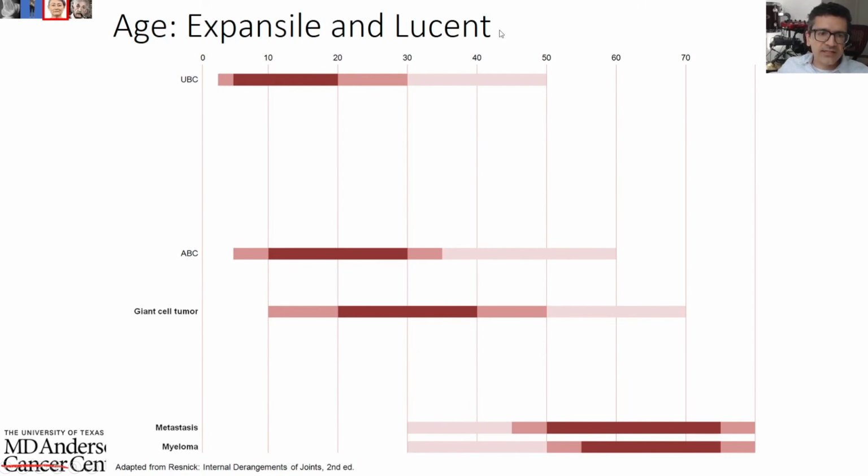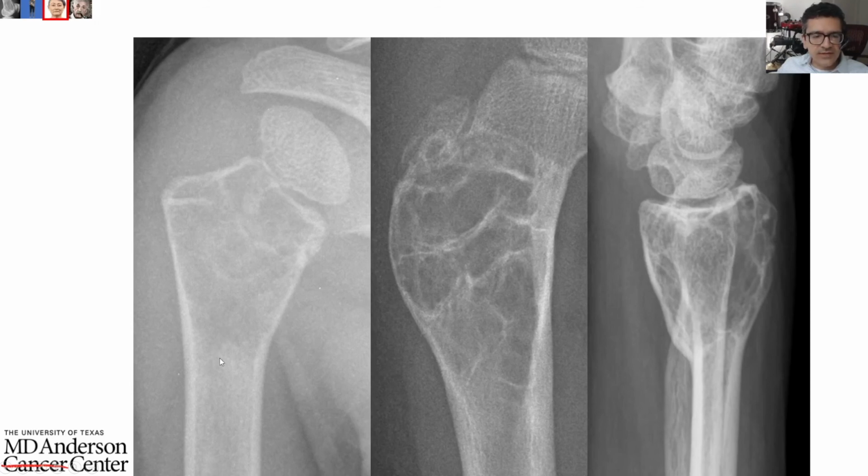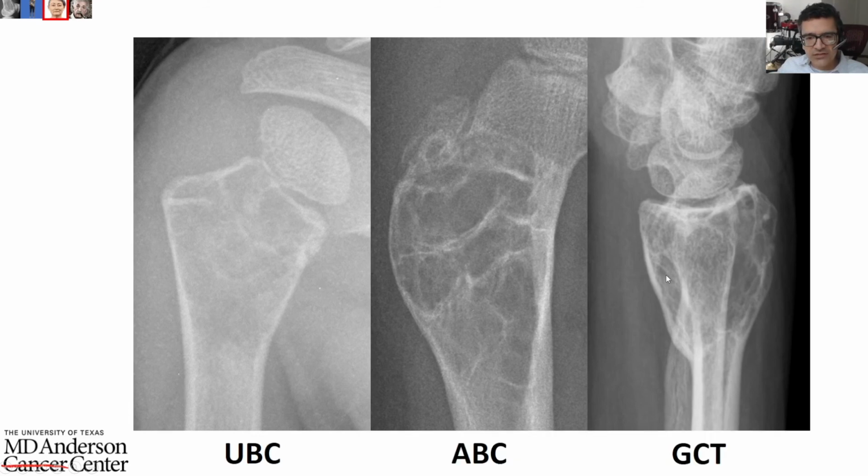So an expansile and lucent lesion in a young patient, you think of UBC. In an older patient, aneurysmal bone cyst. Still older, you think of giant cell tumor, and then Mets and myeloma for the oldest age groups. And these are some examples: a UBC in a child, an ABC in an older child, and then giant cell tumor of bone in an adult. So very similar imaging appearance, but the age helps you make the distinction.